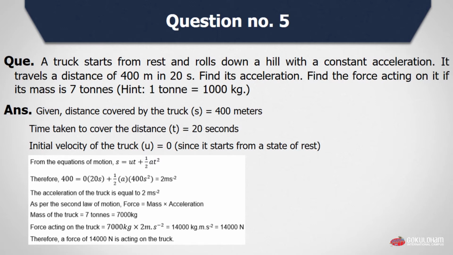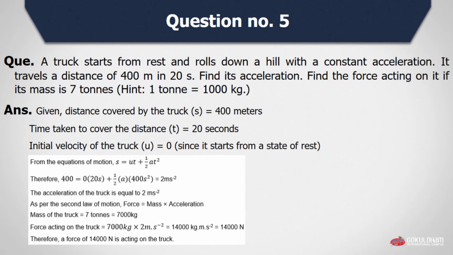Now the other thing that we have to find is the force acting on the truck if the mass of the truck is 7 tons. For that, as per the second law of motion, the formula of force is equal to mass into acceleration. Now we have the value of mass as 7 tons, and as 1 ton is 1000 kg, we have 7 tons as 7000 kg, and we also found the acceleration as 2 meter per second square. So we get force equal to 7000 kg multiplied by 2 meter per second square, which will be equal to 14,000 kilogram meter per second square, or we can say it is equal to 14,000 Newton.